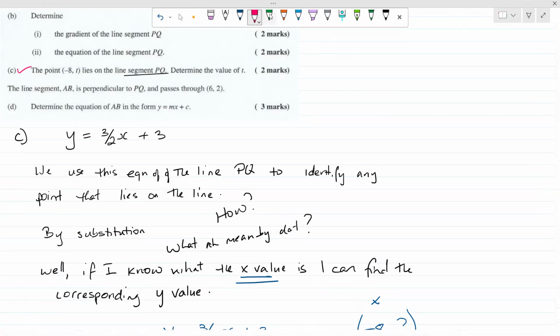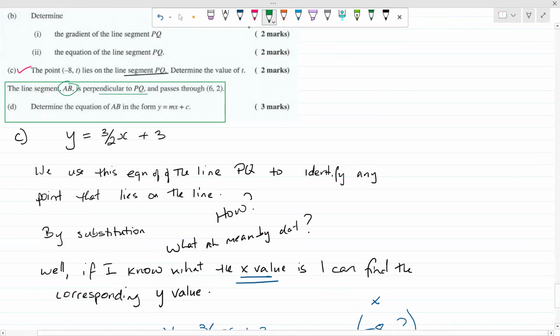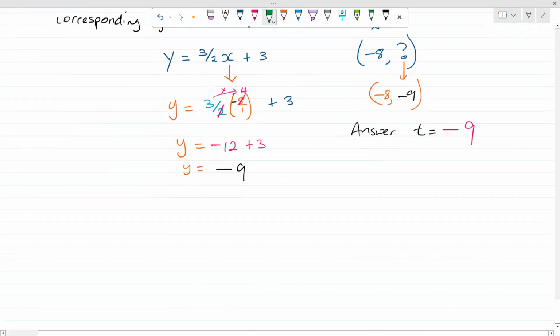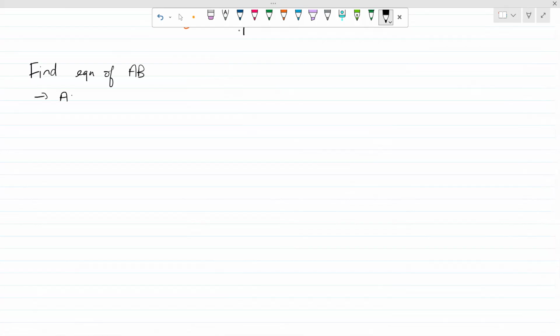All right. Last part of this now, we want to do this one. They say the line segment AB is perpendicular to PQ. So this is another line that's perpendicular to PQ, and it is passing through 6 and 2. Now, we're going to use the same line formula in order to work it out, right? So we want to find the equation of AB.